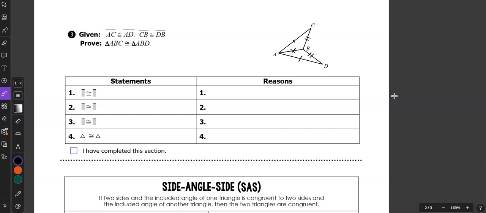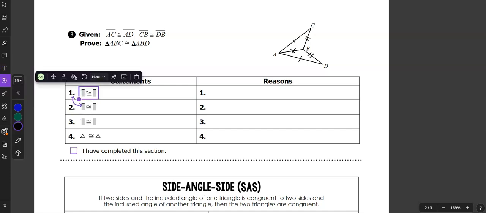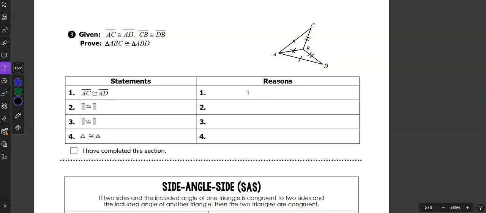And I've noticed that every single one of our online resources will mark it with an X when it's congruent to itself like that. So that might make it a little easier to see. All right, so now we're going to fill in these statements. So the first thing that we know is that segment AC is congruent to segment AD. And again, we know that because that was given information.